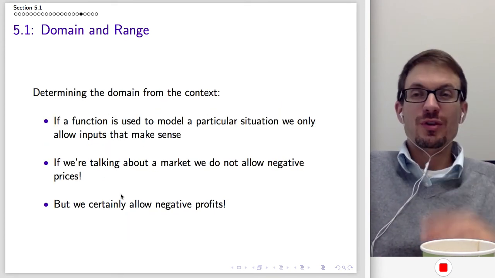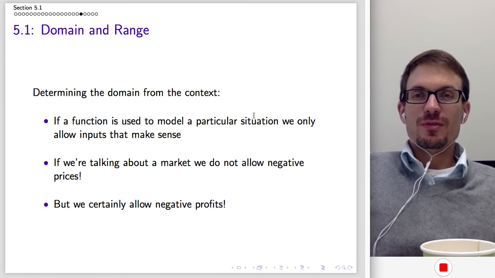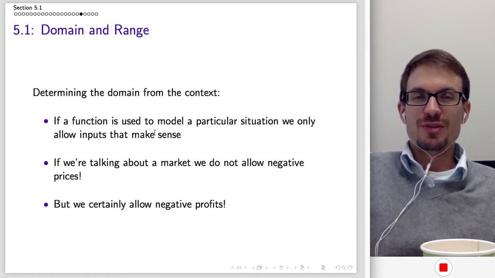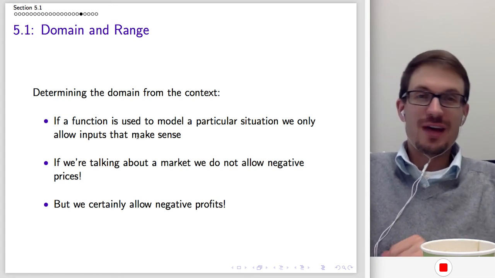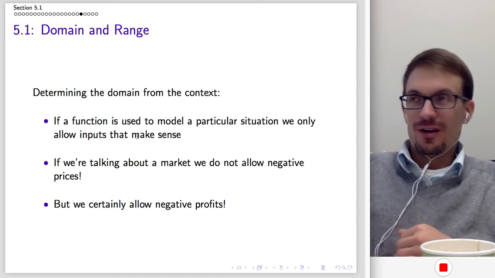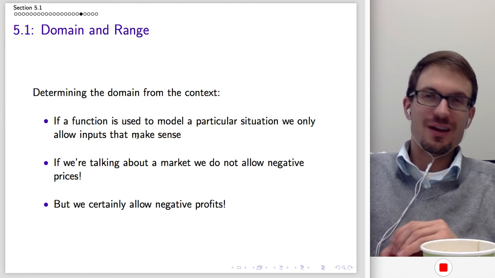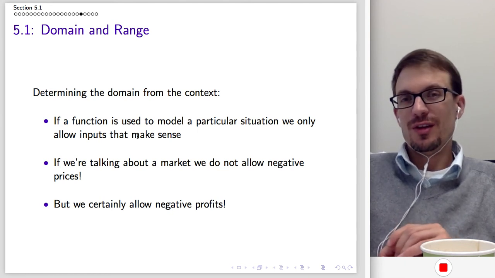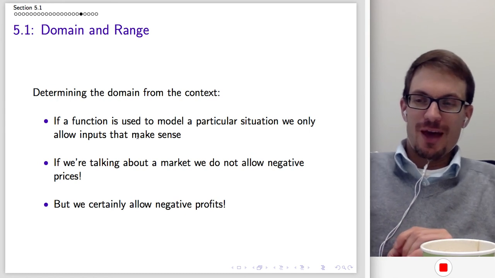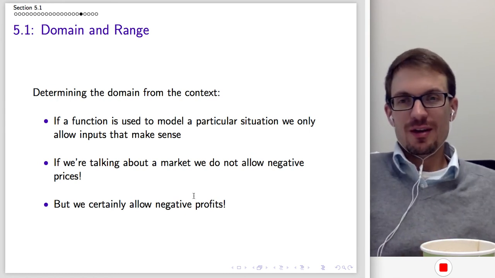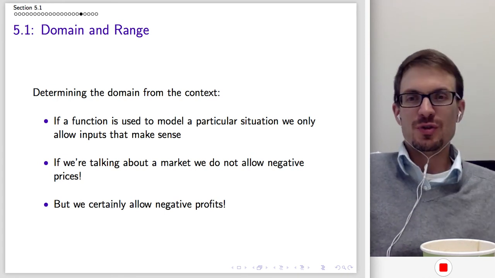Okay, so another thing we can do is think about determining the domain from the context. If a function is used to model a particular situation, we only allow inputs that make sense. So we allow negative incomes and negative wealth because you can be in debt, but we don't typically admit negative prices or negative salary. We don't think of negative capacity in your gas tank or something like that. But we do allow for negative profits. Right? We don't allow negative prices. We do allow negative profits.